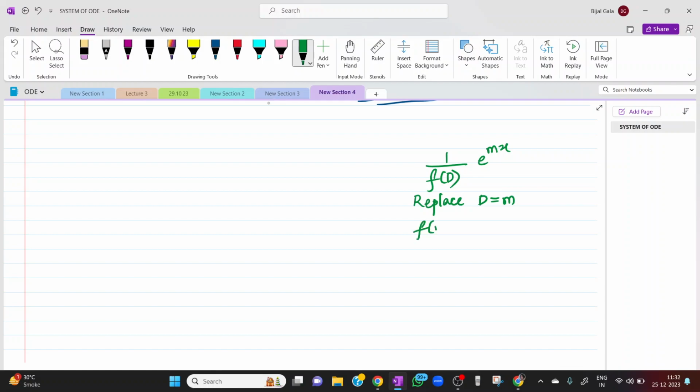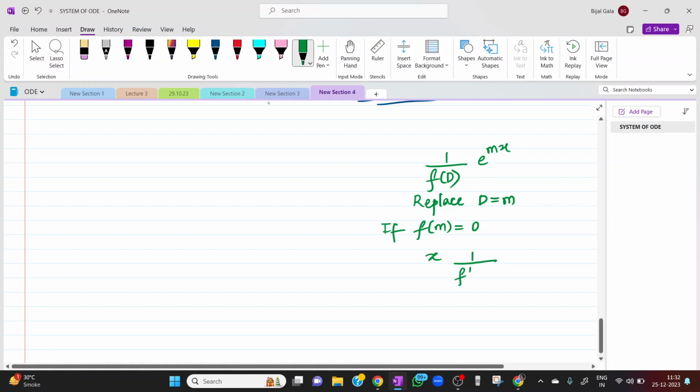But if f of m is 0, then you multiply by x and 1 by f dash of d you apply to e raised to mx. Again here you will replace d with m. And if f dash is not 0 after putting m, then you can use it. Otherwise multiply by x again and follow the same process. Okay, so that's what we did.